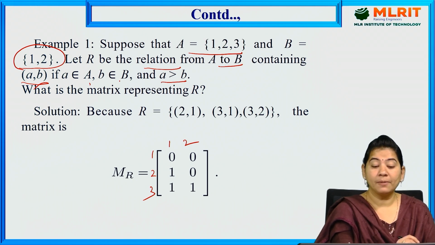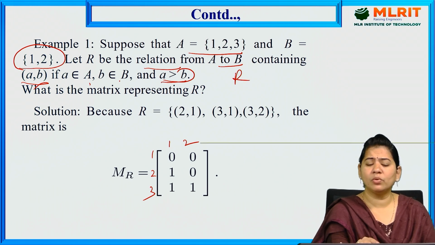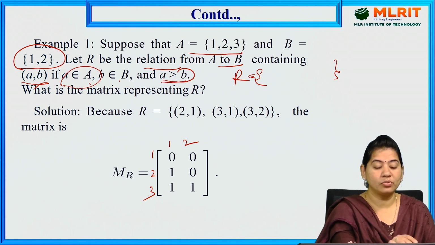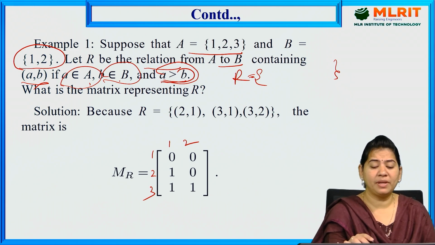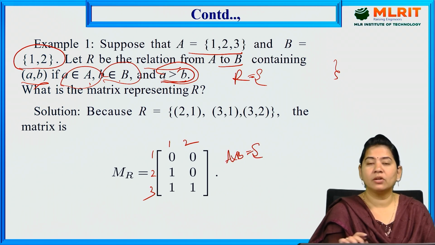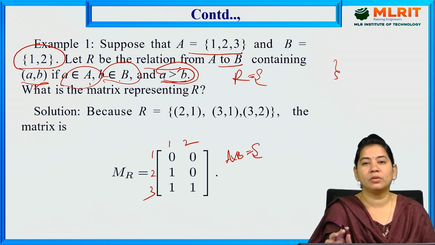They didn't give any relation R. They have given only sets, set A and set B, and they are saying that this R is a relation from A to B, containing (a, b) if a belongs to A, b belongs to B and a should also be greater than b. So, for a to be greater than b, first write down A cross B, as I don't know what ordered pairs I will be getting. From those ordered pairs only you have to find the relation. First, let us find out the universal relation.